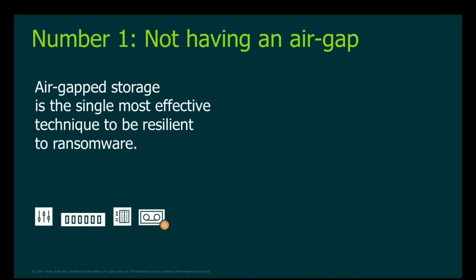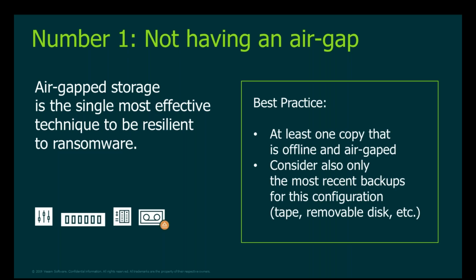And the final tip is not having an air gap. That's the worst practice, of not having something that's offline or air gapped. And in today's ransomware era, some form of offline or air gap storage is the single most effective method to be resilient against ransomware. So my best practice is definitely have something that's offline or air gapped. And this can be removable disk, it can be tape, it can be a number of different ways or combinations of that, by the way.